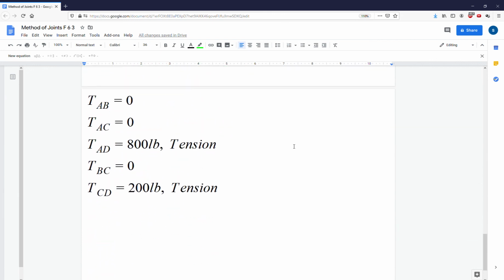The net result is that members AB, AC, and BC are all at 0 force. Member AD is under 800 pounds of tension, and member CD is under 200 pounds of tension.